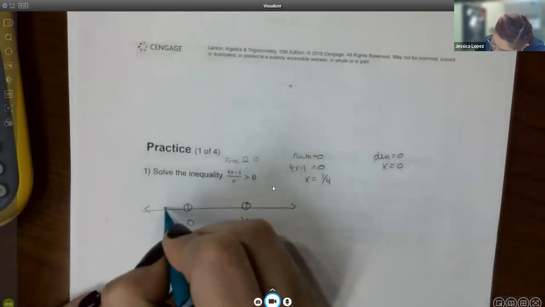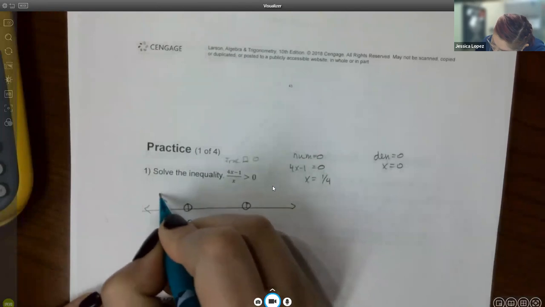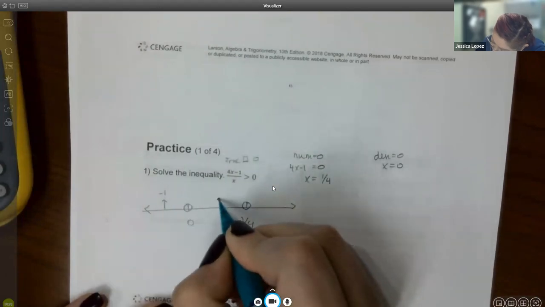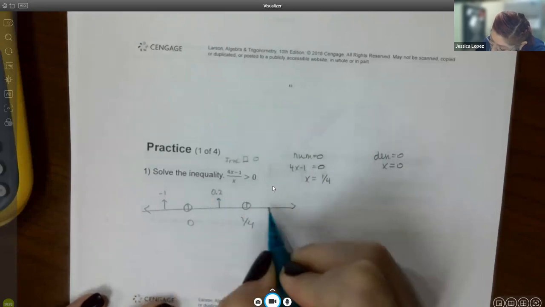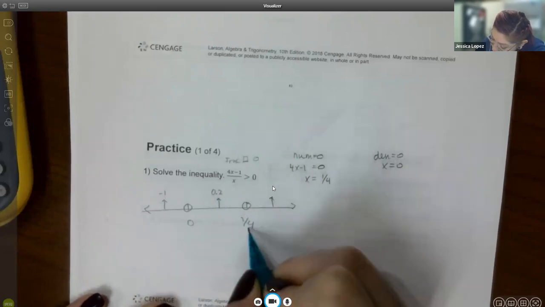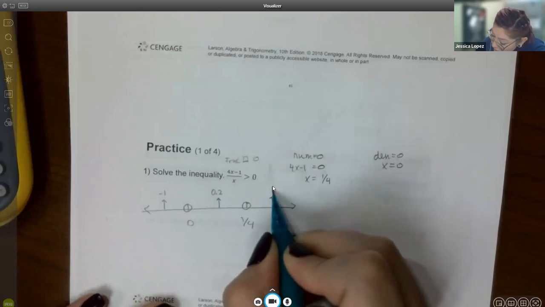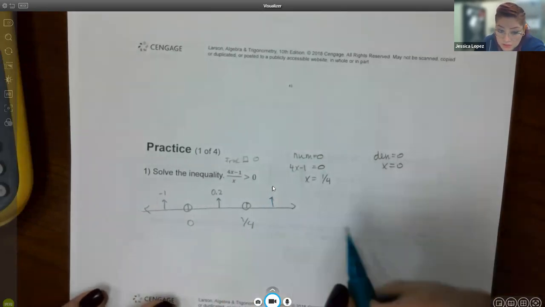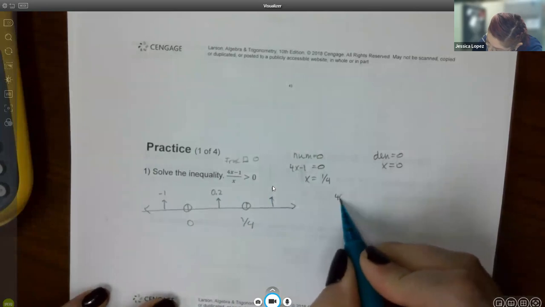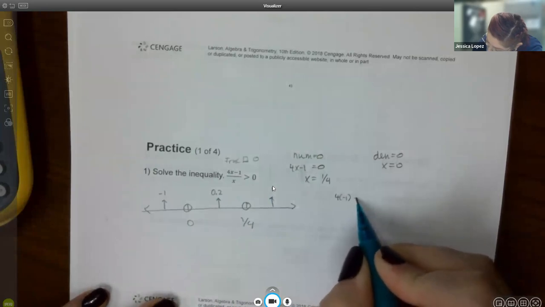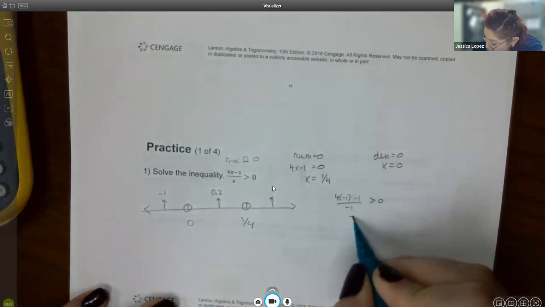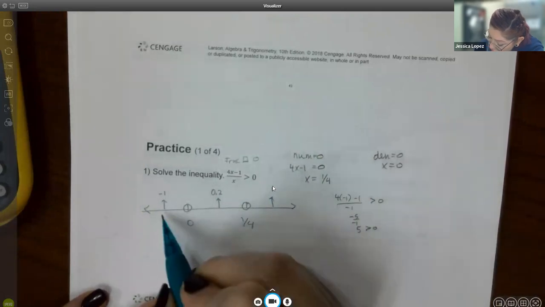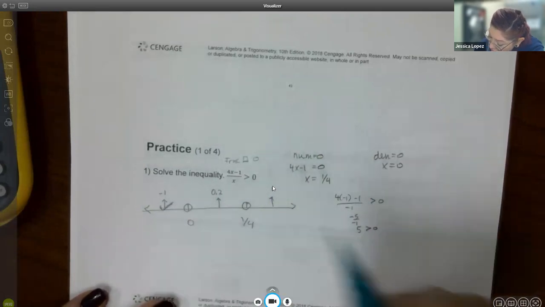Then I'm going to test. So in here, I'm going to test negative 1. In here, I'm going to test something smaller than 1/4, maybe 0.2, because this is 0.25. And then over here, we'll test 1. So let's go plug those in. So 4 times negative 1 minus 1 over negative 1. That's negative 5 over negative 1, which is 5. And 5 is greater than 0. So this section checks out.